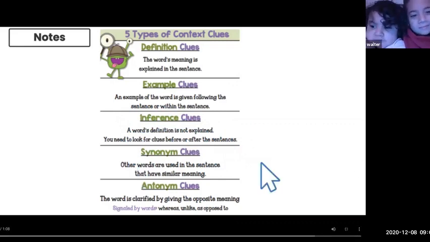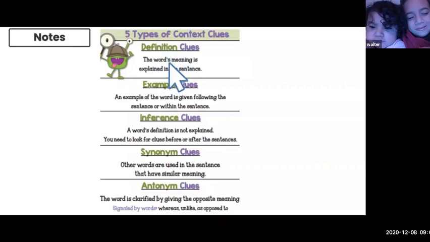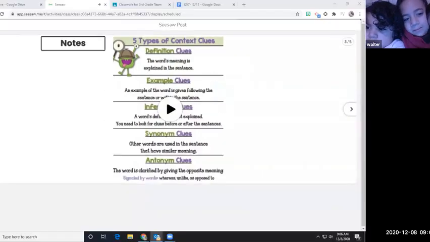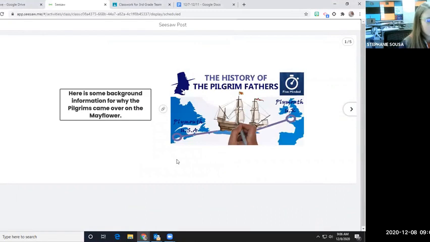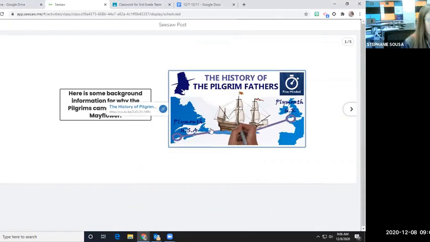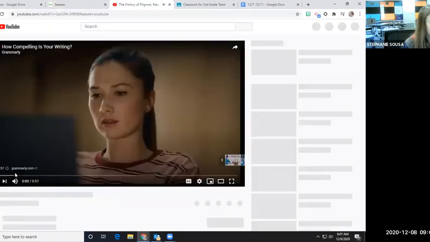We will be continuing on where we might have definition clues and example clues in our nonfiction text today. Our nonfiction text is about the Mayflower and the Pilgrims' journey to the land that is now called America. Here is some more background information on why the Pilgrims came over on the Mayflower, why they did this.